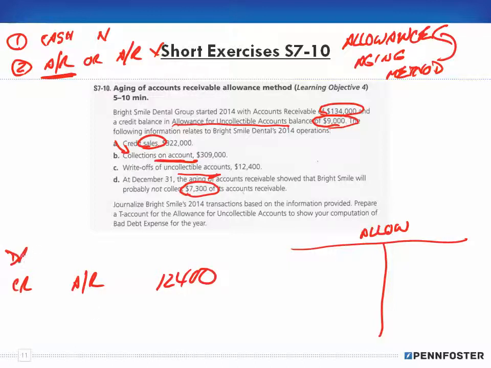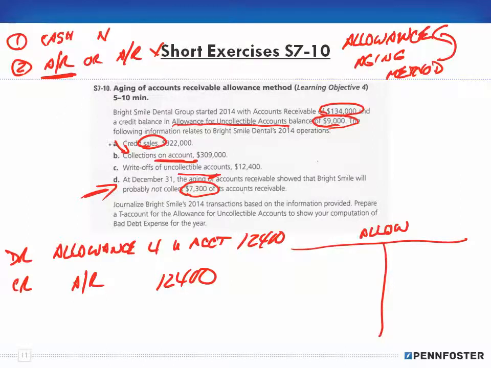And of course I have to debit something else. Well, what am I debiting? I'm going to debit my allowance for uncollectible accounts, for the $12,400. And that's going to be my journal entry. Now, remember, when I originally did my calculation, which is what we're going to do for this next journal entry, remember, this is a cycle.